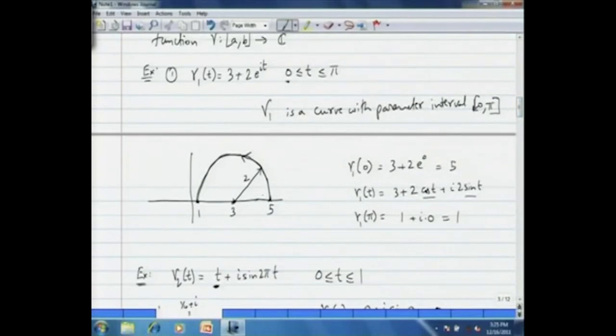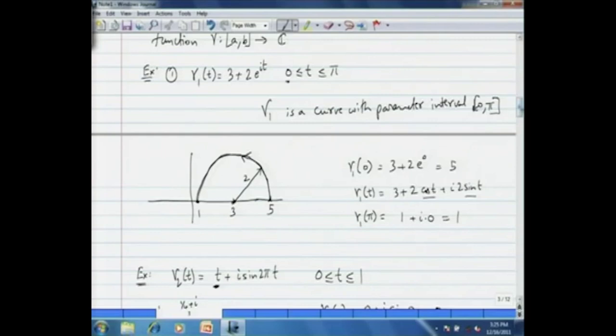So for example, let me go back to the first example we chose. Sorry. So here is the first example that we chose. Gamma 1 is 3 plus 2 e power i t. It is a smooth curve. I will prefer to call this a semicircular contour.